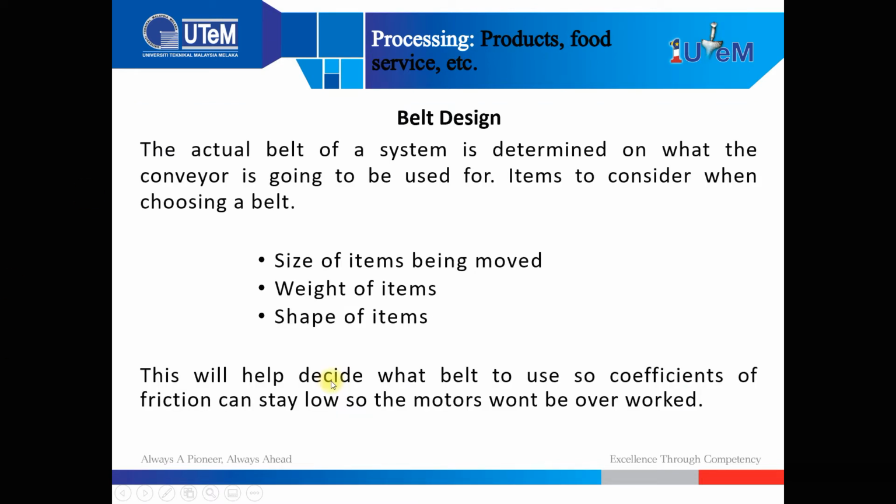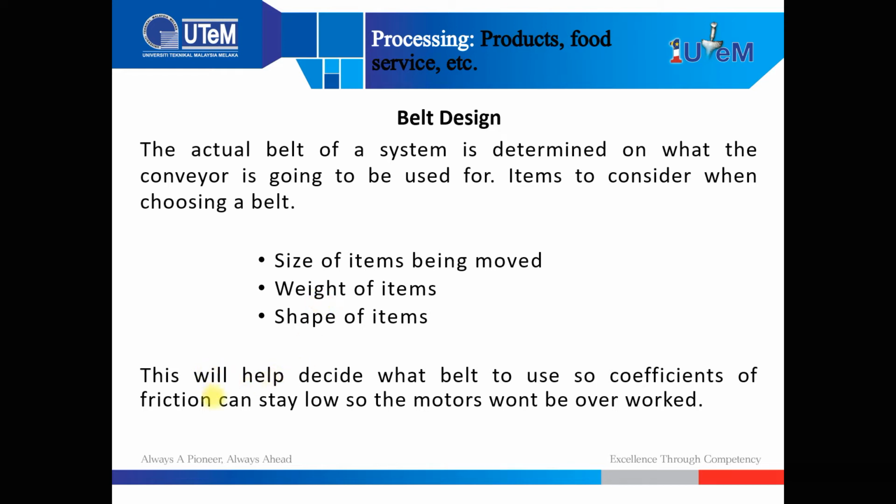And then about the belt design, the actual belt of a system is determined on what the conveyor is going to be used. Okay, item to consider when choosing a belting: size of item being moved, okay, the weight of the item to be moved, and the shape of the item, either big or small. Okay, the shape, the size, and the weight. So these are three criteria that we need to consider in order to design the belt.